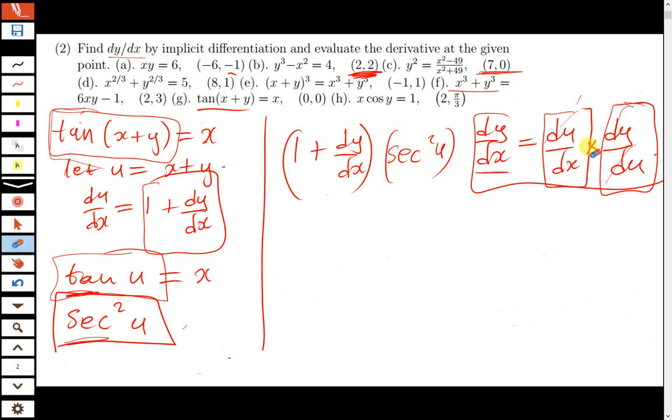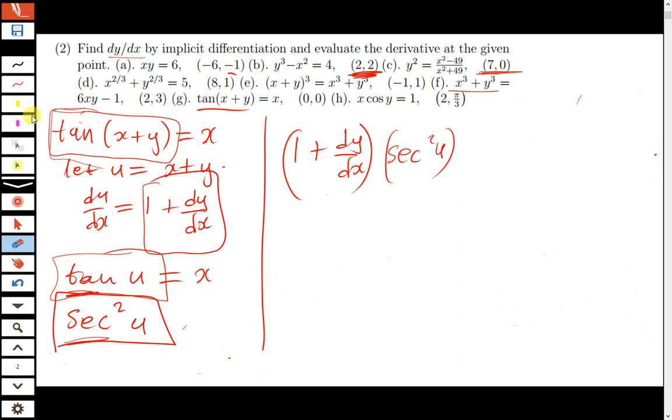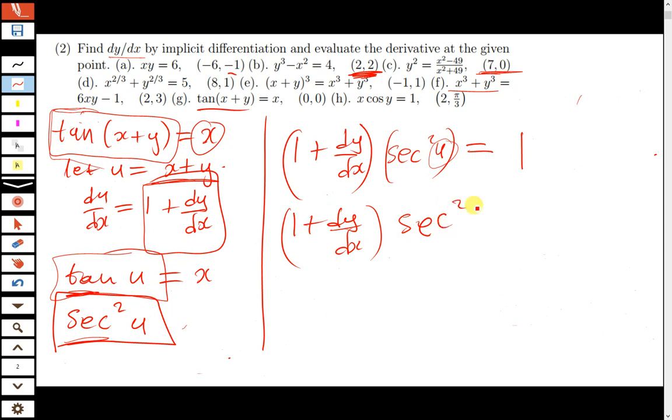Then after replacing that by sec squared u, we can now say this is equal to the derivative of x, which is simply just 1. But in this case, the value of u is given by x plus y, so we can replace that back. So we're going to have 1 plus dy dx multiplied by sec squared x plus y. I've just replaced the value of u back into that expression.